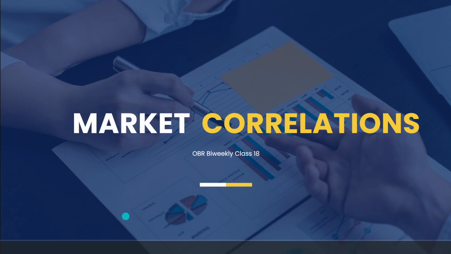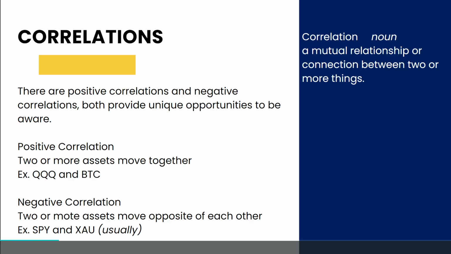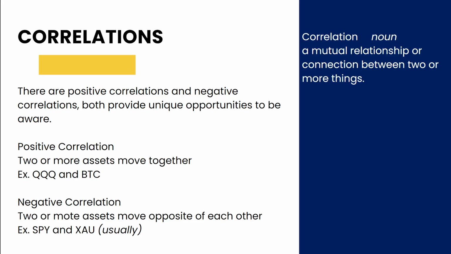In the general concept of what market correlations are, and how you can use them to your advantage, understanding market context, how things move, can give you a big edge in the market. So let's go ahead and get started. I thought the best way to get started would be to define correlation for us. A correlation is a mutual relationship or connection between two or more things.